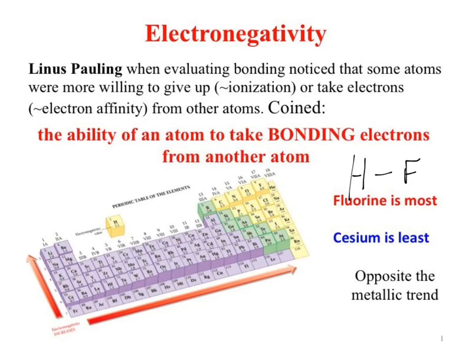According to our nomenclature rules, we have a covalent bond between the hydrogen and the fluorine because both hydrogen and fluorine are nonmetals. Right? Because they're nonmetals, we've got a covalent bond and we can name it according to those rules.